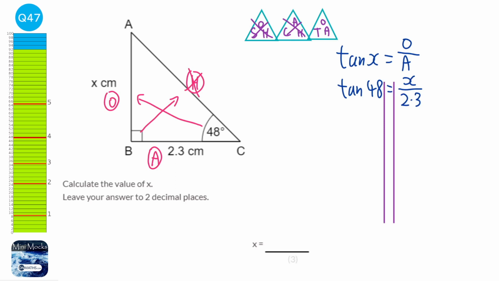And notice here we just need to times by 2.3 both sides to get x on its own. Now be careful when you type in tan 48, most calculators will open a bracket after typing in the tan, so make sure you close it after the 48, then type in times 2.3, and we get 2.554 blah blah blah. And so when we round that to two decimal places, that would be 2.55.